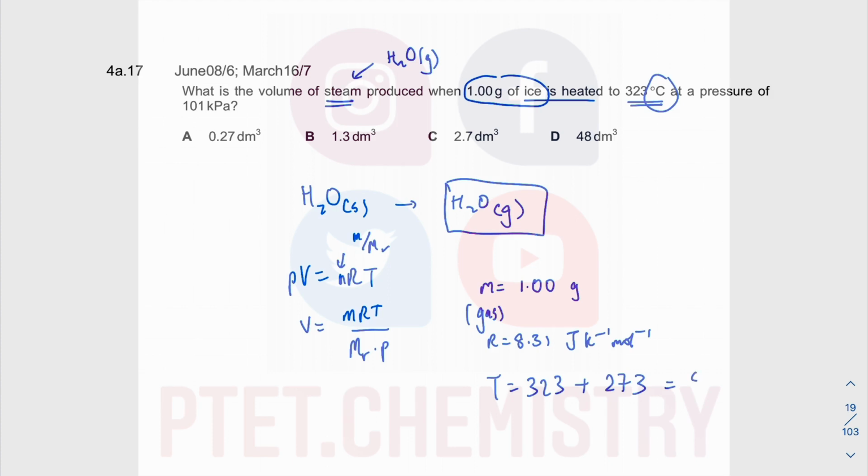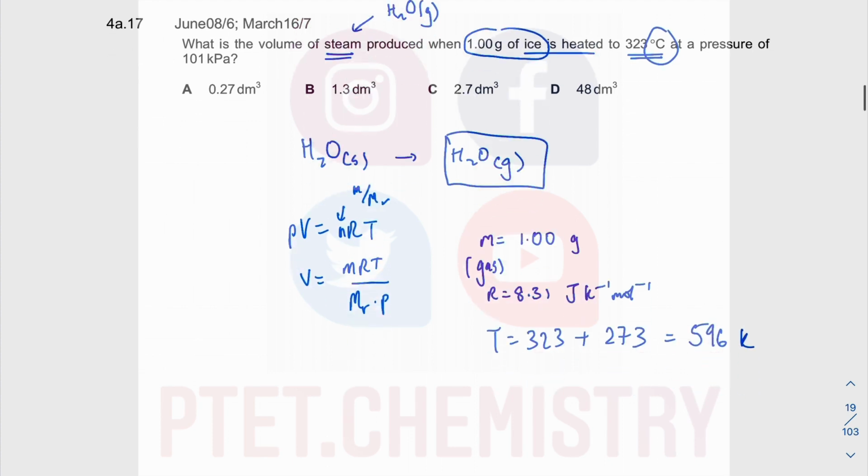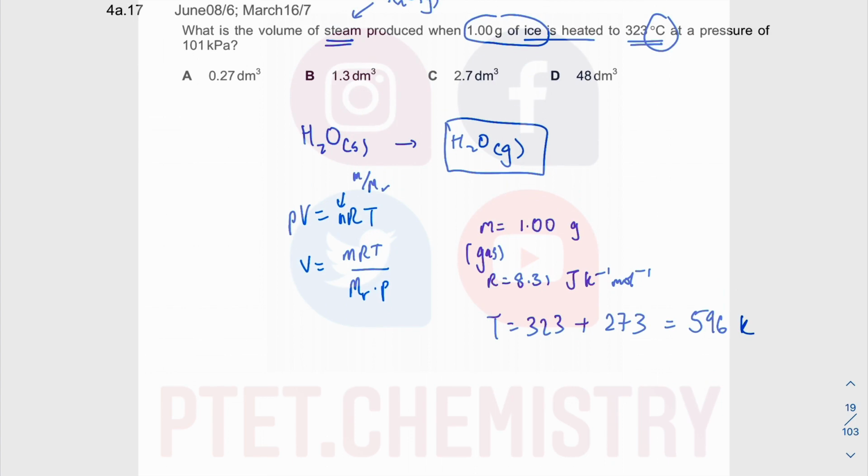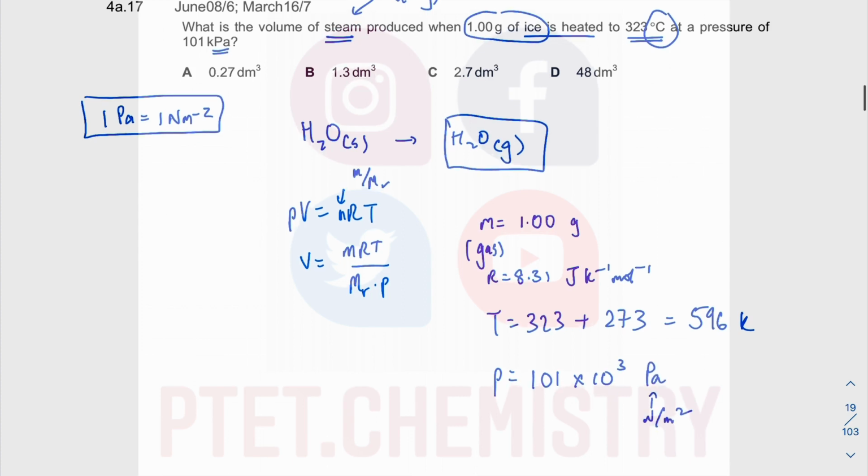So they give me 596 Kelvin. And then what else? The pressure is given as kilopascal, and we know that we want it in Pascal because 1 Pascal is 1 Newton per meter square, and we want it in standard units, Newton per meter square. So it'll be 101 times 10 to the 3 Pascal, which is the same as Newton per meter square. So that's our standard unit there.